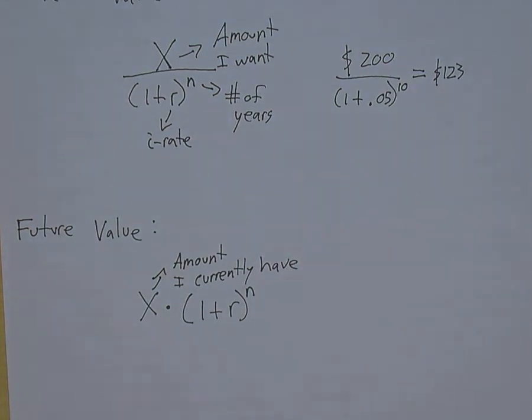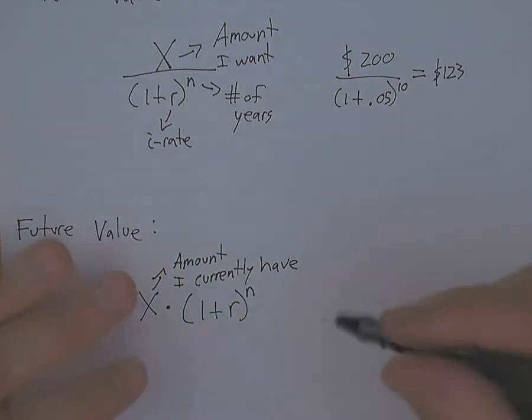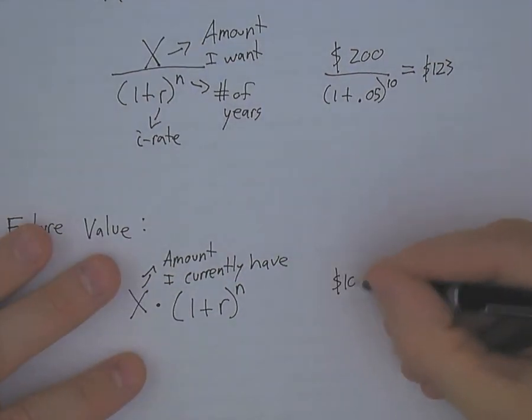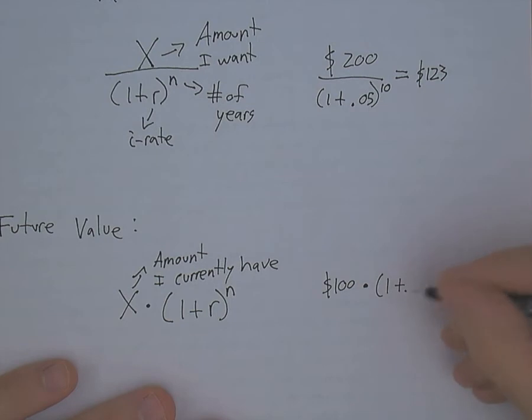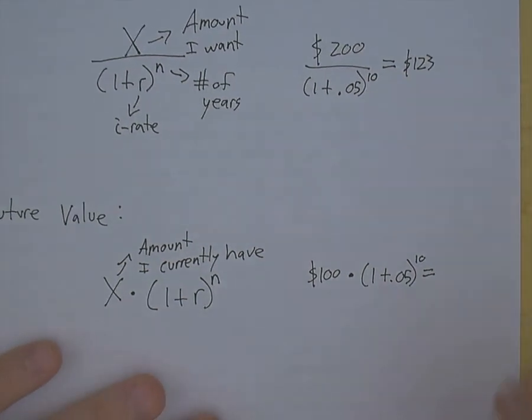So in this case, let's pick something simple and easy. Let's say I currently have $100, and I put it in the bank. And the bank is paying 5% interest. I'm going to hold it in there for 10 years. How much will that money be in the future? If I do the math on that, it's going to equal $163.